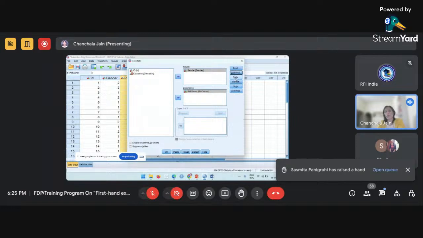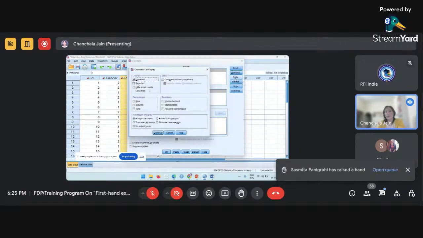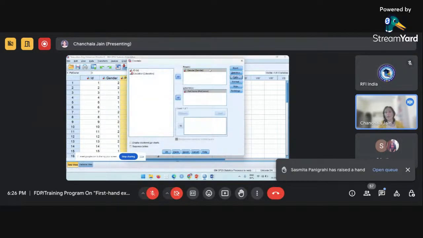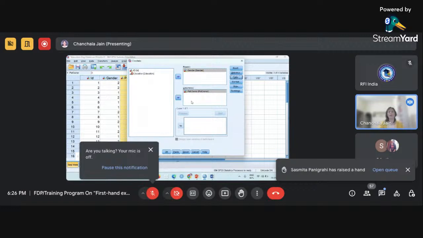Then you need to go to the cells button, and here in the first section, that is counts, you can find observed is by default selected, but we need to test the assumption of chi-square using the expected count. So that is why I'm selecting the second option, expected. This is all you need to do, and you can click on the continue button. And I think we are all set to generate the output now. So now I'm clicking on OK.